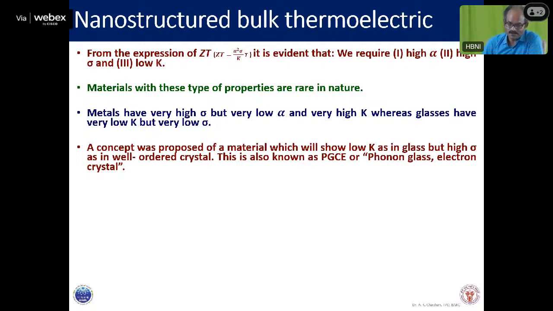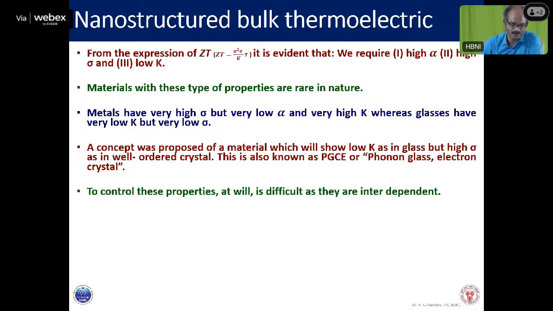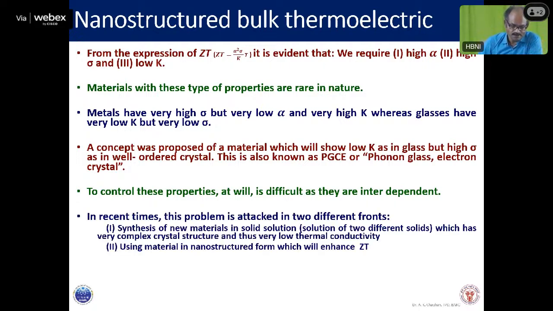This is also known as PGEC, or phonon glass electron crystal. What is PGEC? It is a phonon glass electron crystal, having low thermal conductivity. However, it has high electrical conductivity. To control these properties as we wish is very difficult because, as we have already discussed, they are interdependent. So in recent times, this problem has been attacked on two different fronts.